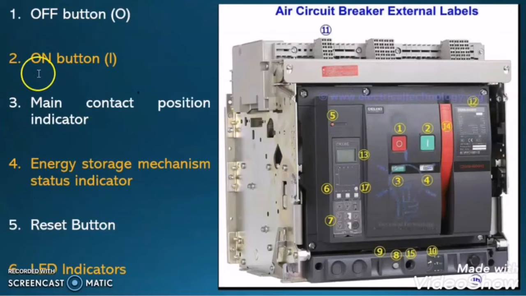What is the off button? You can see the red color button here, and the letter O mentioned on the red color button is the off button. With this we can turn the breaker off.